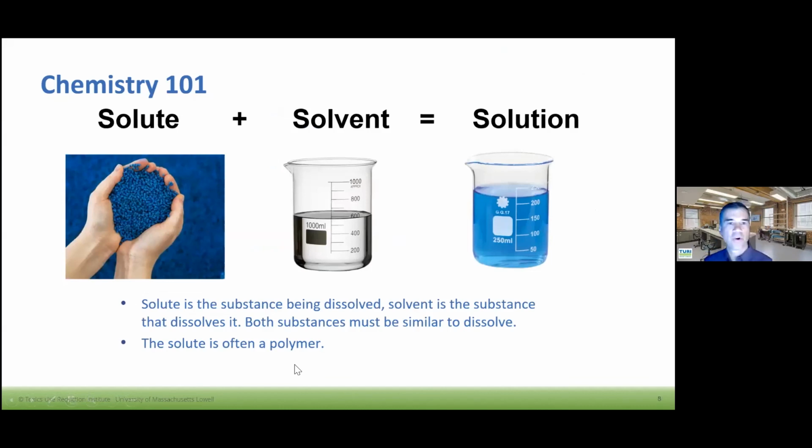Okay, so first, I just want to cover a few chemistry terms, and I'm not a chemist, so I'll keep it simple. Basically, I just want to make sure we all understand a solute is a substance that is being dissolved. A solvent is a substance that actually dissolves the solute, and then once it's dissolved, it forms a solution. So something you're familiar with is salt as a solute, water as a solvent, and when you mix them together, the salt dissolves and it forms salt water. And for today, we're going to be talking mostly with solutes that are polymer based.